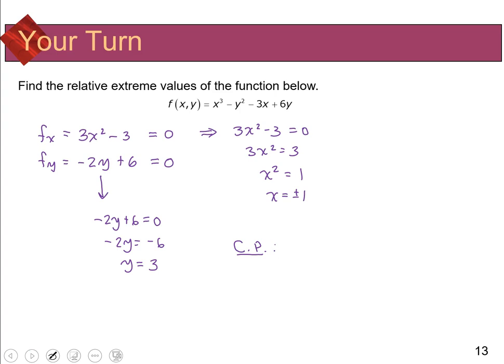Well, it's pretty straightforward. I mean, the y has to be 3, x could be 1 or negative 1, so (1, 3) is one potential critical point, or is a critical point. (Negative 1, 3) is the other. So these are my critical points. Now what I have to do is figure out what kind of values are these. Are they minimums, maximums, or saddle points?